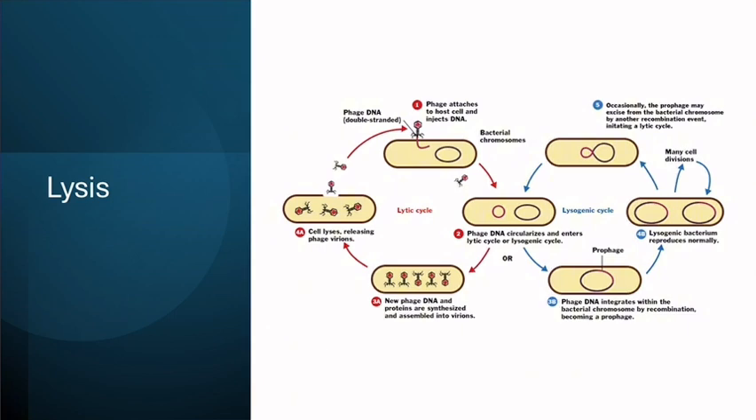Lytic viruses work fast. They replicate quickly and cause the infected cell to burst or lyse, releasing new viruses to infect more cells. Lysogenic viruses integrate their genetic material into the host cell's DNA and lie dormant. As the host cell divides, it unknowingly copies the viral DNA along with its own. When the virus is triggered by stress, a weakened immune system, or other factors, it activates and switches to the lytic phase, ultimately destroying the cell.